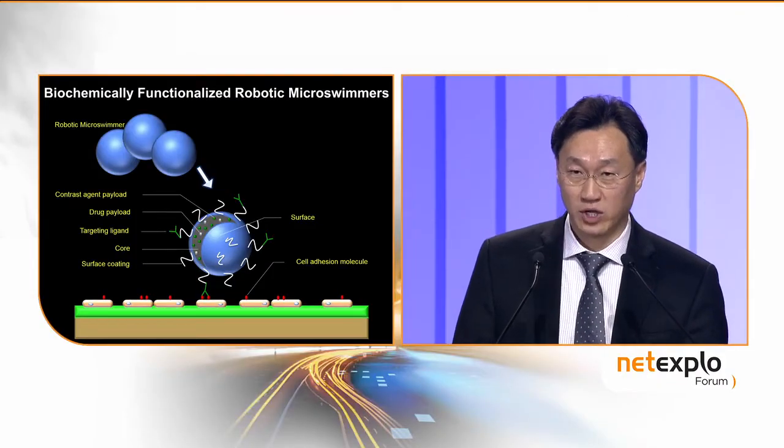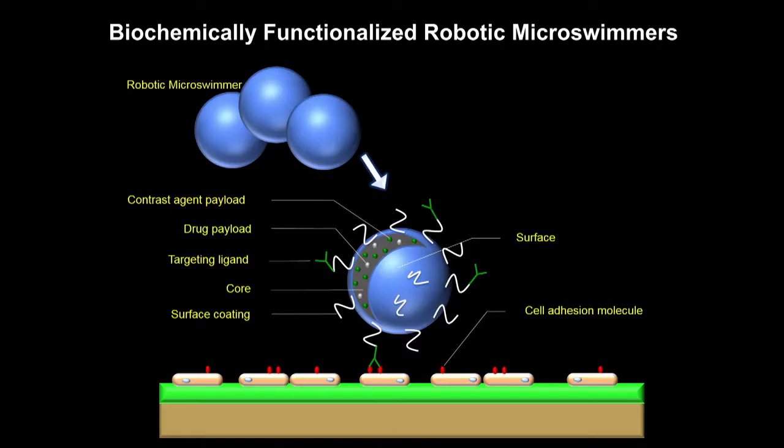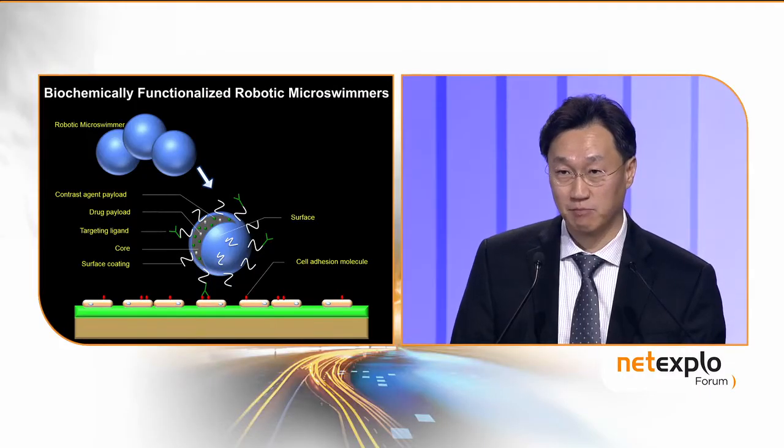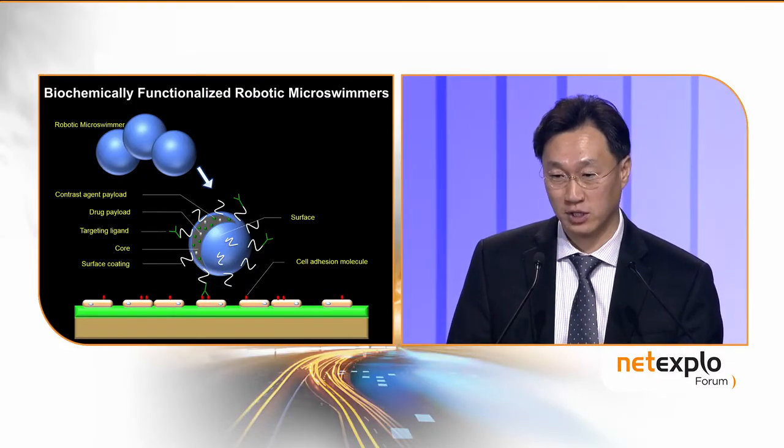So eventually, we are further functionalizing the micro and nano robots especially for in vivo applications such as localized and targeted drug delivery and minimally invasive surgical procedures. For example, the outer surface of this micro robot could be functionalized by antibody. So eventually, antibody-antigen binding could be used for the drug delivery.